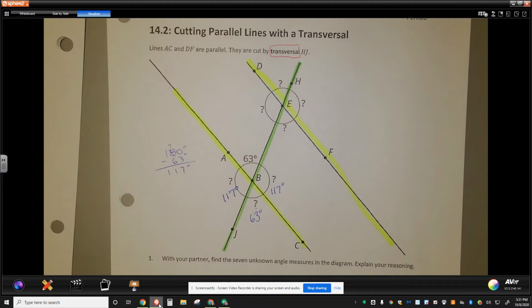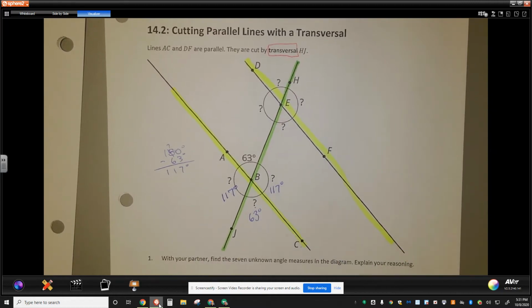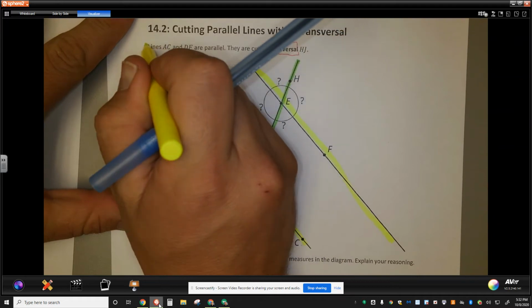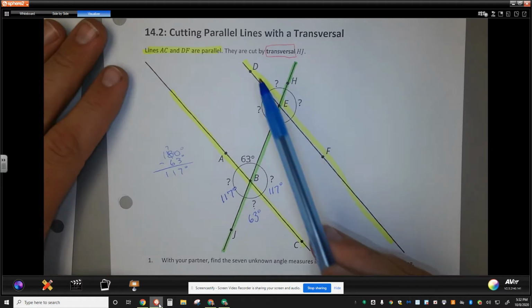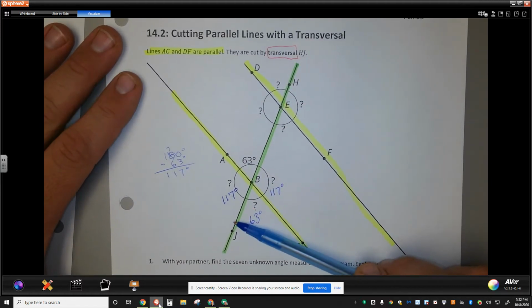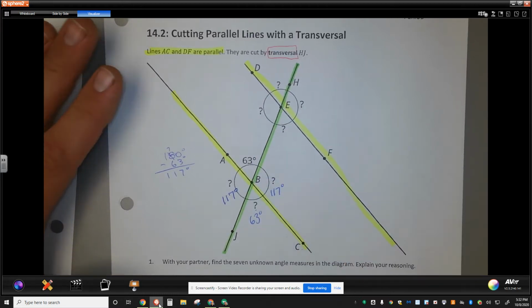If you just made a prediction and said, well, these other four angles look a lot like these four angles, you would be right. The key thing that we have to remember here is that AC and DF are parallel. That's a big deal. When a set of parallel lines are cut by a transversal, what we know is that this set of angles are exactly the same as these angles.